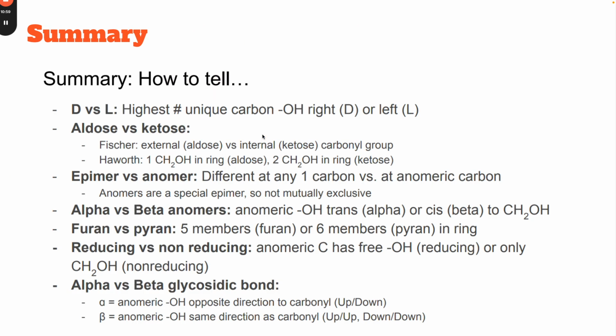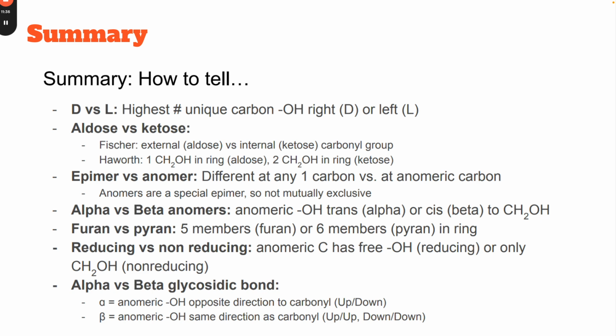That's all that's saying. We have aldoses versus ketoses. So Fischer: the external aldose versus internal ketose carbonyl group, ketone versus aldehyde. Haworth: 1 CH2OH in ring, aldose. If you have 2 CH2OH in ring, you have a ketose. Epimer versus anomer: different by 1 carbon versus different at 1 carbon, the anomeric carbon. And then anomers are special epimers, so they're not mutually exclusive. Alpha versus beta anomers: the anomeric OH is trans for alpha and cis for beta to the CH2OH group. Furan versus pyran: 5-member furan, 6-member pyran.